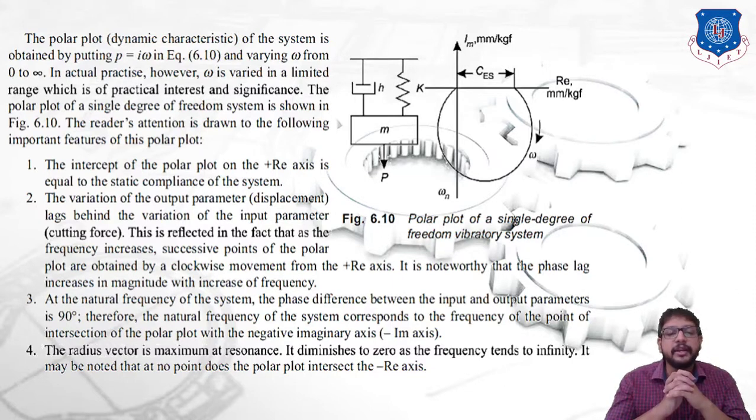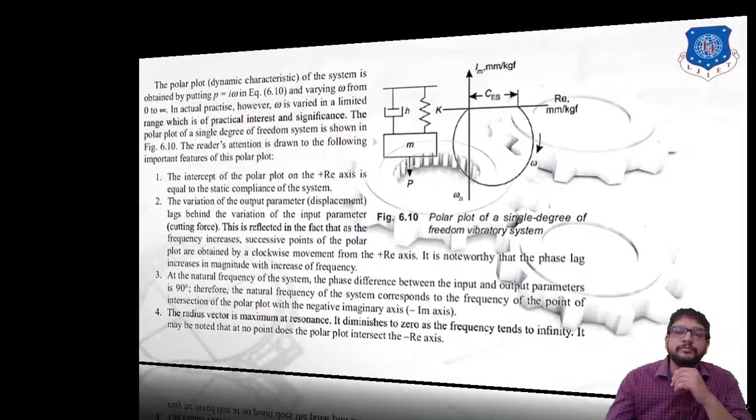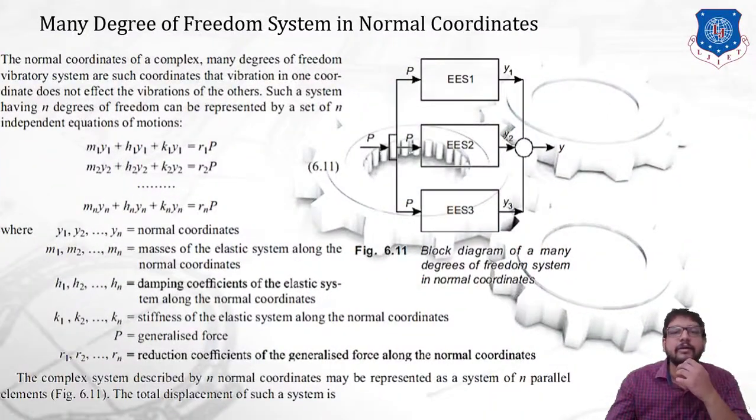Now the next point is the radius vector is maximum at resonance and it diminishes to 0 as the frequency tends to infinity. It may be noted that at no point does the polar plot intersect the RE axis. Next we need to see many degree of freedom systems in normal coordinates.